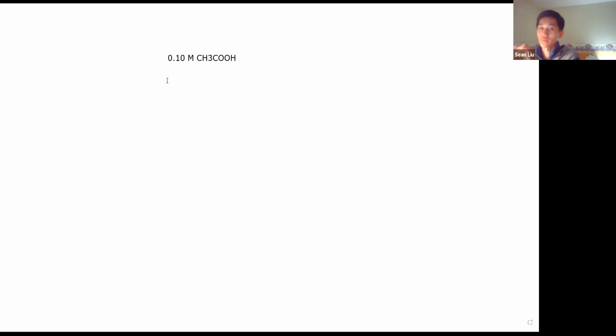First, we have to write out the acid-base equation for CH3COOH. In this case, it's going to be an acid equation. Anyone remember what an acid equation is?